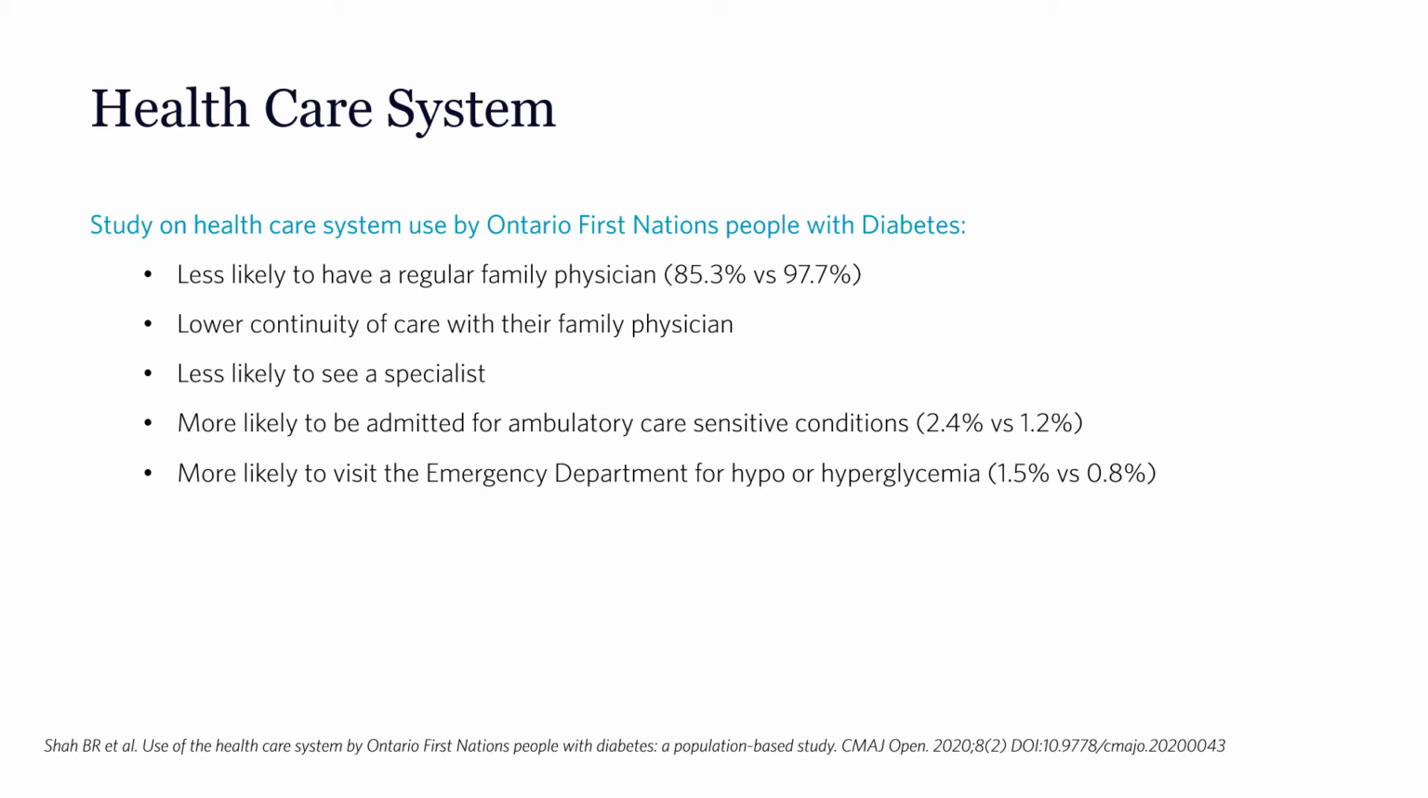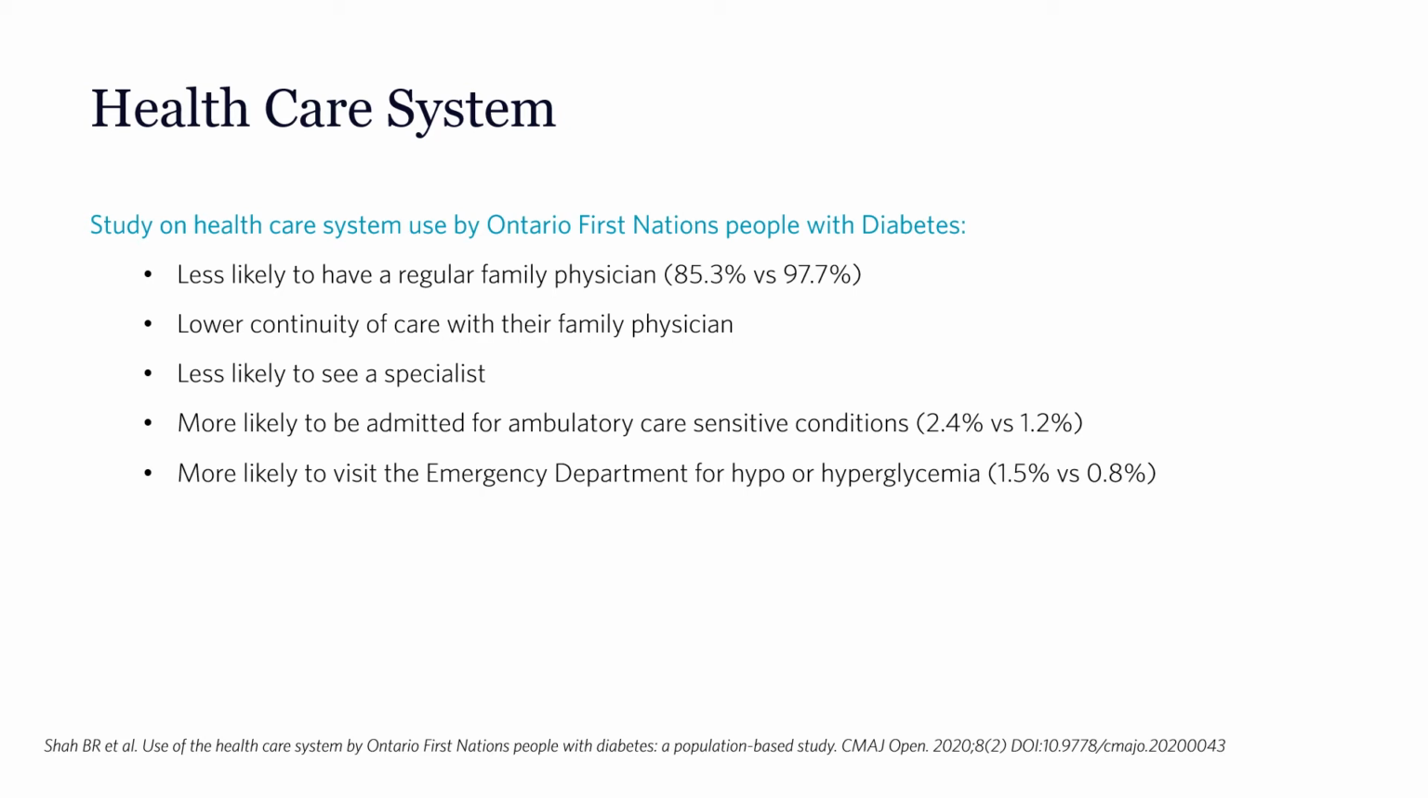One study in Ontario looked at health system use by First Nation people with diabetes. People with diabetes require excellent primary care and would ideally have a 100% attachment rate to family physicians. For non-Indigenous people, the attachment rate comes close at 97.7% compared to 85.3% for First Nations patients. Even for those who have a family physician, continuity of care tends to be lower.